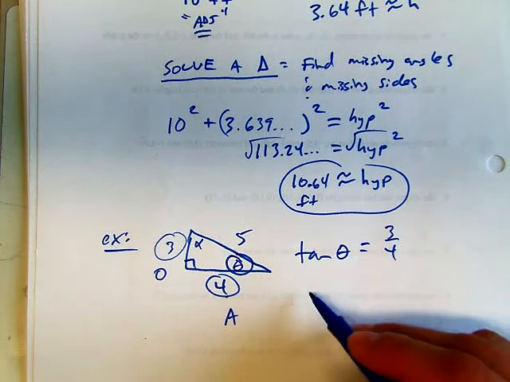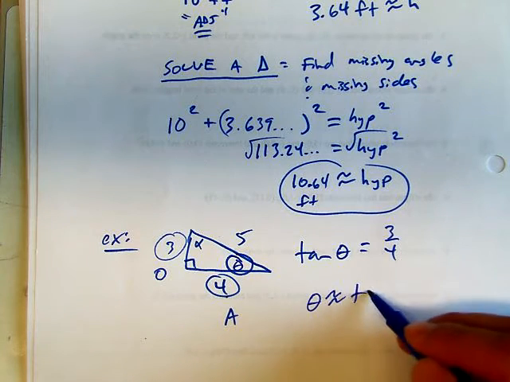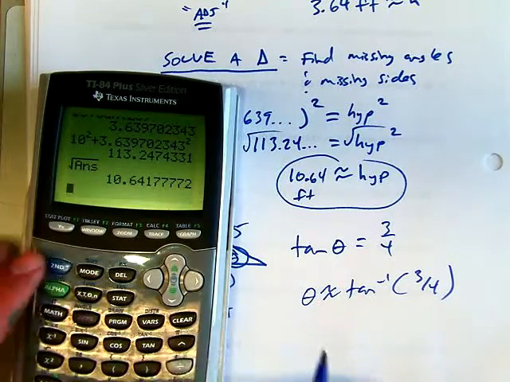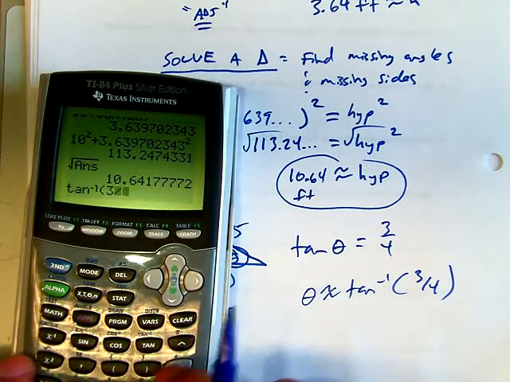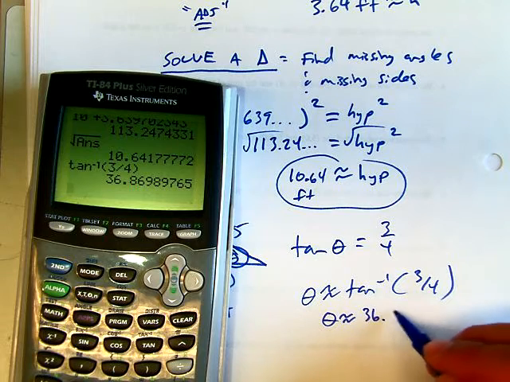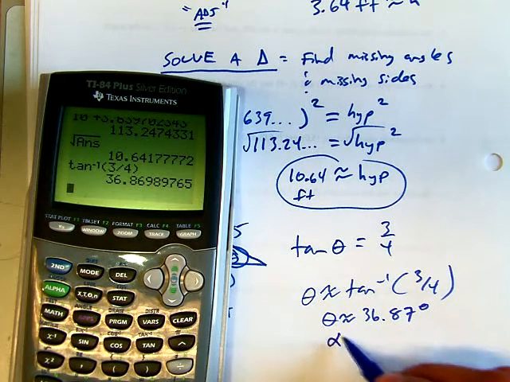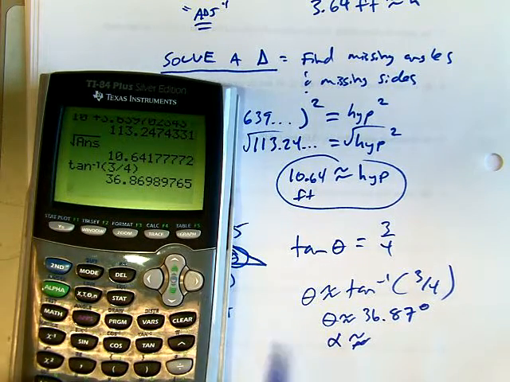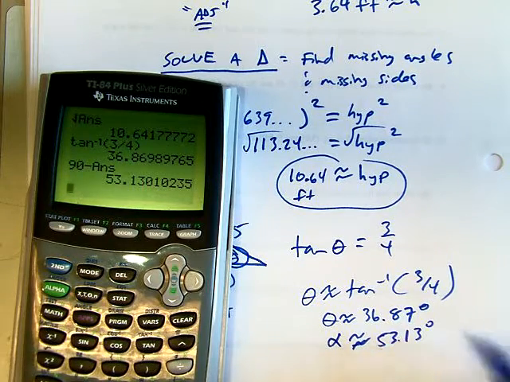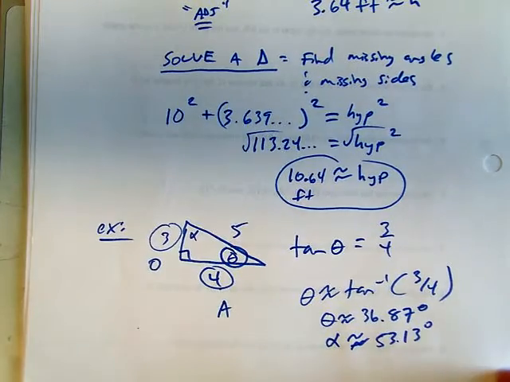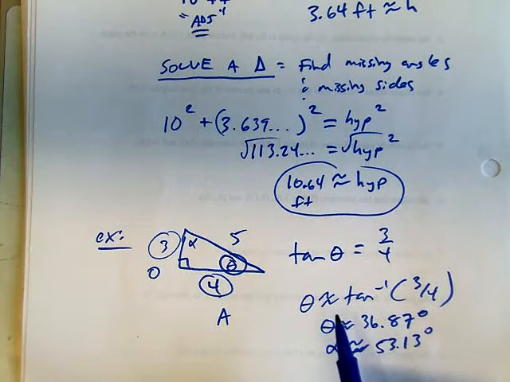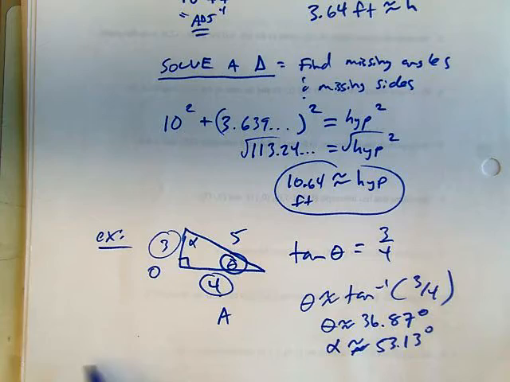This is just a review of using the inverse tangent to find the missing angle. You do inverse tangent of 3/4. Again, make sure you're in degrees. And you get about 36.87 degrees. Then alpha would just be 90 minus that, since they have to add up to 180, so about 53.13. So you should be good at finding missing angles, good at finding missing sides, and this is all for right triangles.